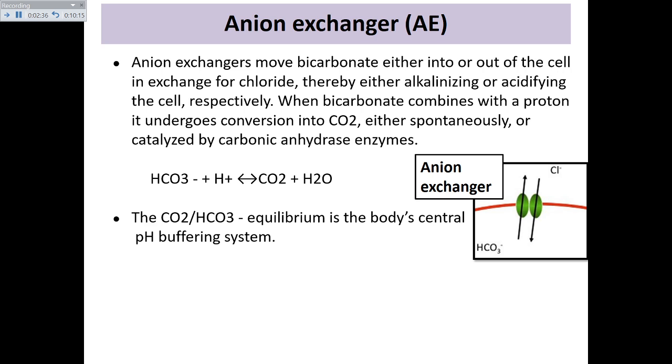It is impermeable to the plasma membrane. That's why it either should have a transporter or it should change to CO2 in order to pass through the membrane. CO2 is a gas and passes easily. CO2 HCO3 equilibrium is the body's central pH buffering system.